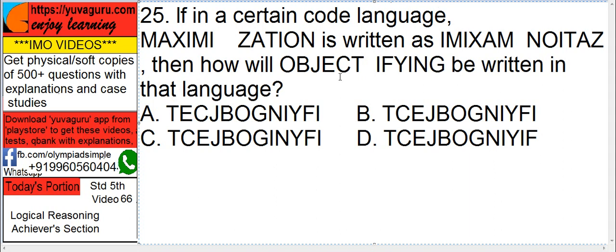So in this it will be TCE JBO. Check where it is. TCE JBO. A is gone. All of them are correct, looking as correct.